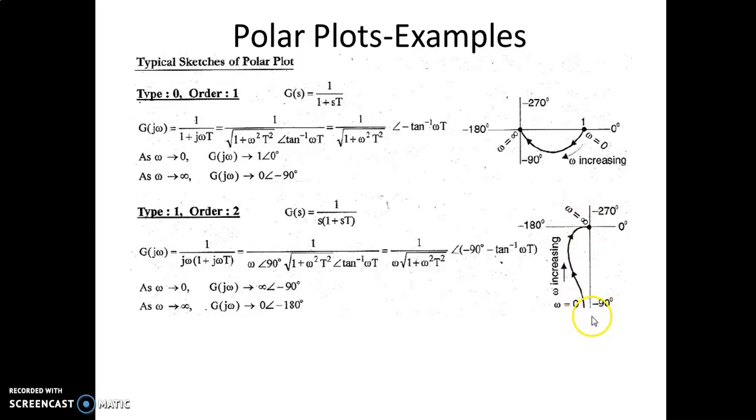So starting from minus 90 degrees, as frequency is increasing, it will pass through this line and end at omega equal to infinity. So this is the type 1, order 2 transfer function. Similarly, we can find a number of transfer functions. We can easily draw the polar plot for a given transfer function.